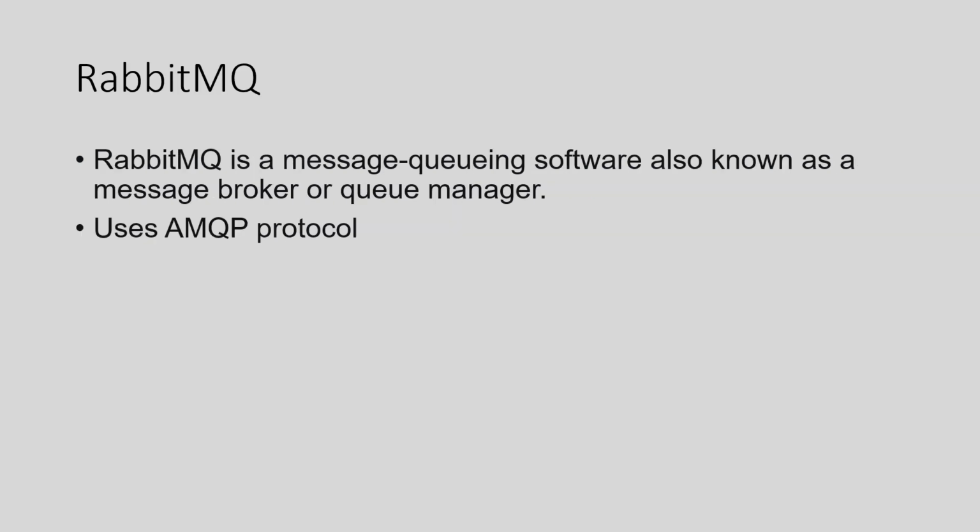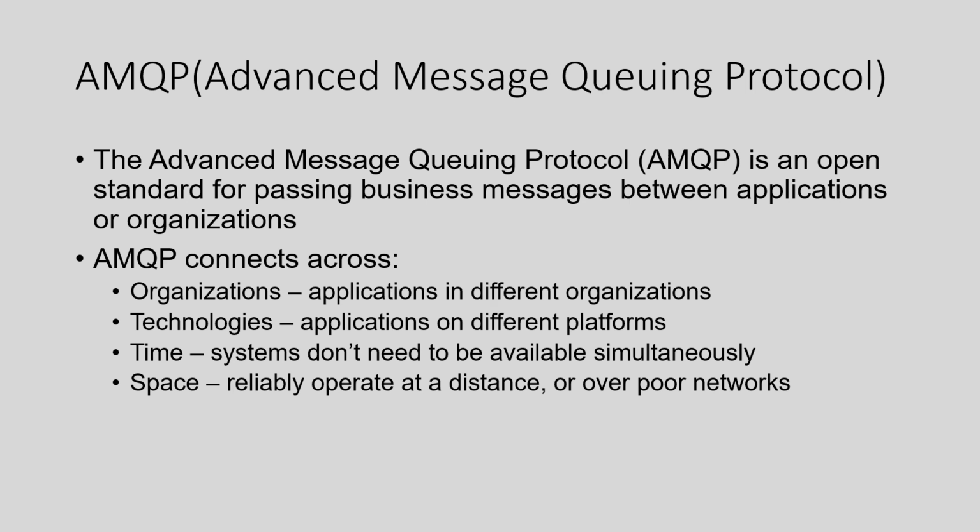RabbitMQ: RabbitMQ is a message queuing software also known as message broker or queue manager. It uses AMQP protocol. AMQP protocol, named as Advanced Message Queuing Protocol. The Advanced Message Queuing Protocol is an open standard for passing business messages between the applications or organization.